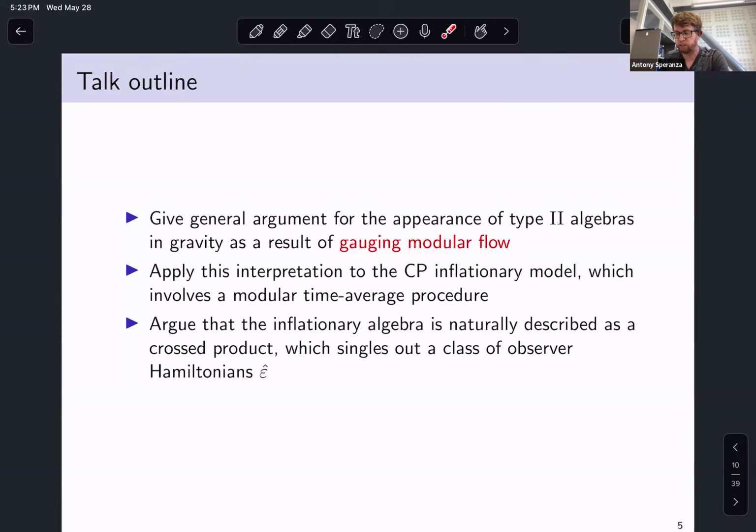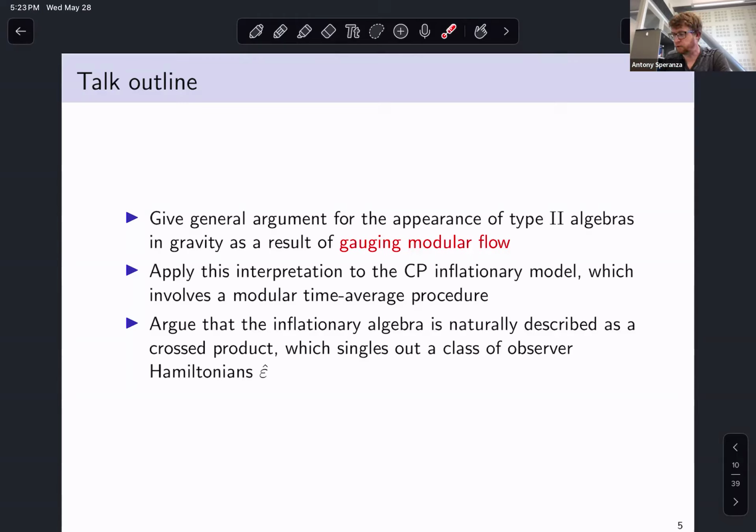After I do that, I want to apply this interpretation to this Chen and Penington inflationary model. There's an interesting way in which you find operators that commute with a modular flow, in this case, using a time averaging procedure. The fact that that's how they got the algebra allows you to use some math results to say, okay, this algebra has some specific additional structures, one of which is the existence of these observer operators.